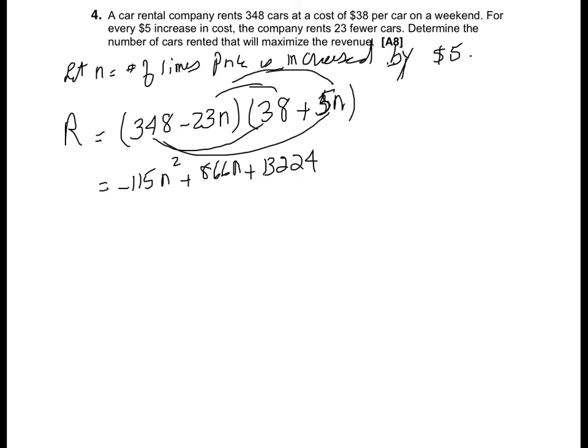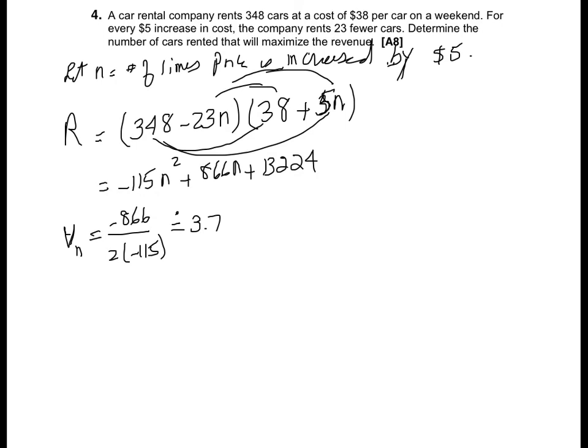Now, we have to find the coordinate of the vertex. Remember the shortcut: v sub n, because n now represents x, is minus b over 2a. Minus b is negative 866 divided by 2a, 2 times negative 115. This is going to give us about 3.7.